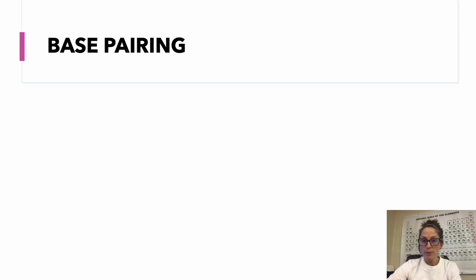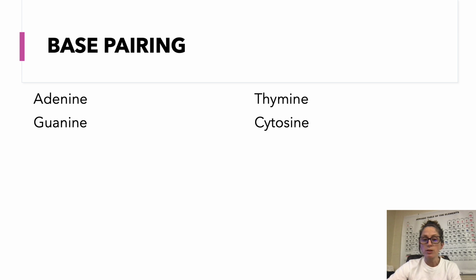Looking at base pairing, adenine is always going to bond with thymine. Guanine always bonds with cytosine. And you can remember apples and trees, cars and garages.